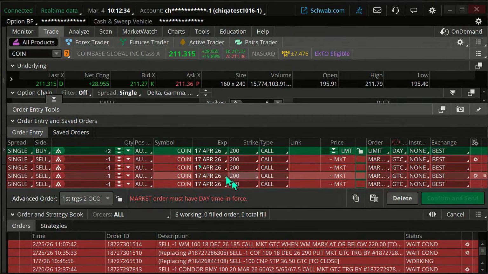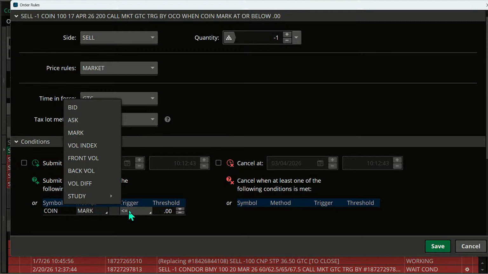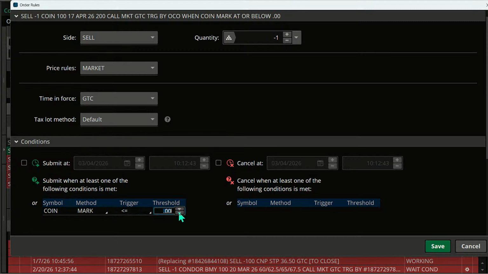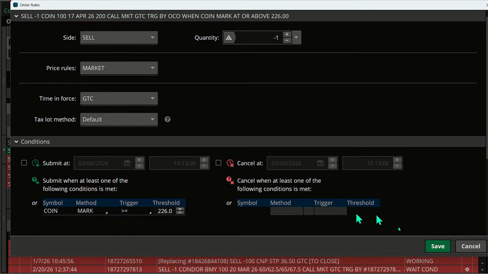Where are we going to get out on the sell side? Well, we're going to put a stop in, or it's actually technically not a stop, but it's a rules-based order that's effectively going to do a similar thing. We're going to get out if Coinbase marks less than or equal to, and we said our stop was going to be 190. We're going to save that. Let me just double check. I put that greater than or equal to, didn't I? Yeah, that's greater than or equal to.